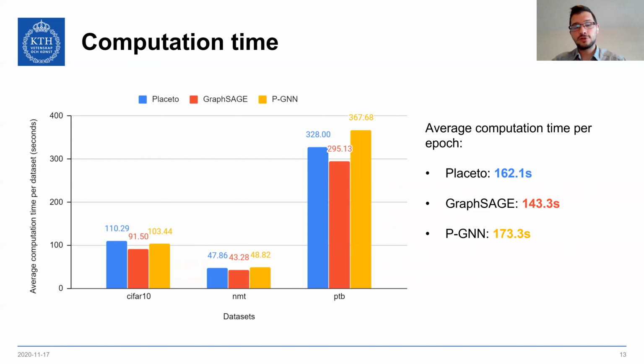PGNN has the slowest average computation time of 173 seconds. On the other hand, GraphSAGE is significantly faster than Placeto with 143 seconds against 162 seconds for Placeto.